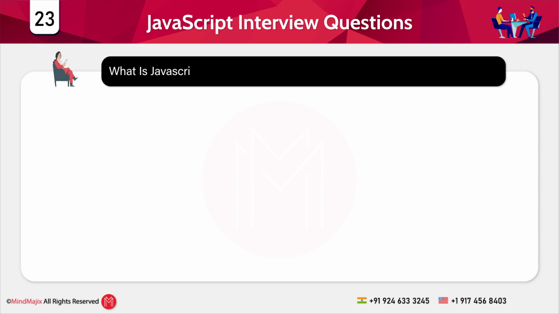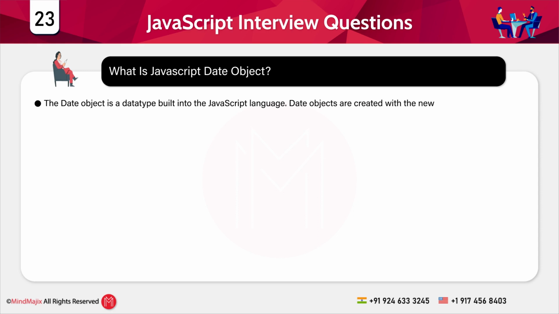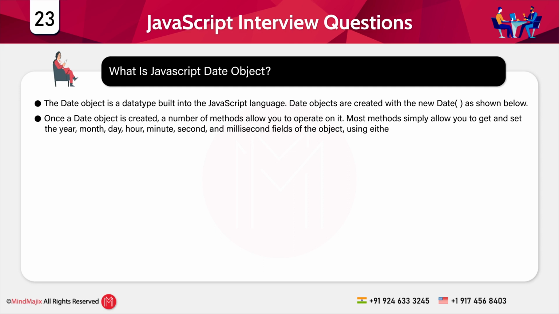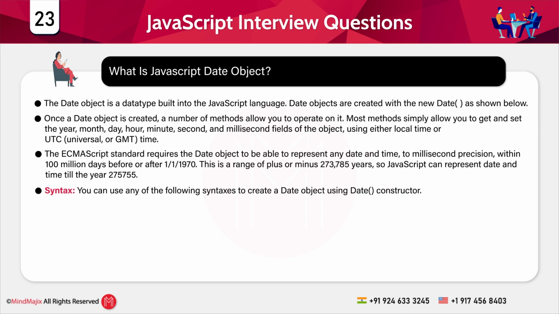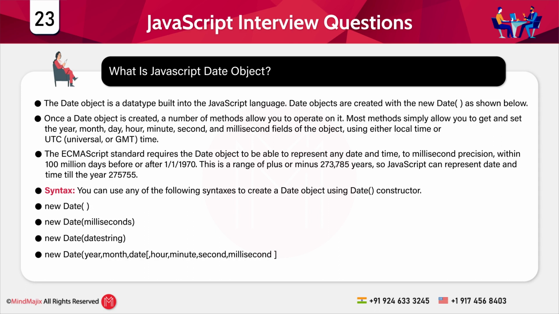Now, what is the JavaScript Date object? The Date object is a data type built into the JavaScript language. Date objects are created with new Date() as shown below. Once the Date object is created, a number of methods allow you to operate on it. Most methods simply allow you to get and set the year, month, day, hour, minute, second, and millisecond fields of the object, using either local time or UTC time. UTC means universal GMT time.